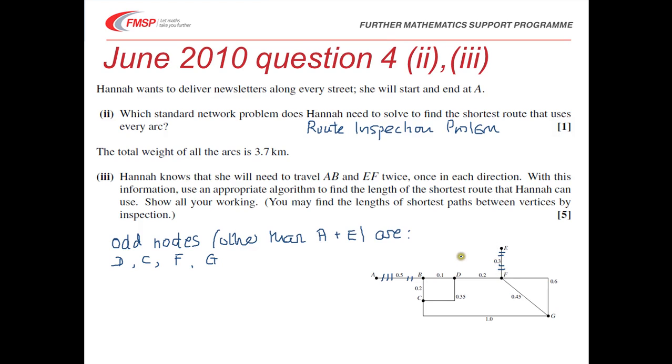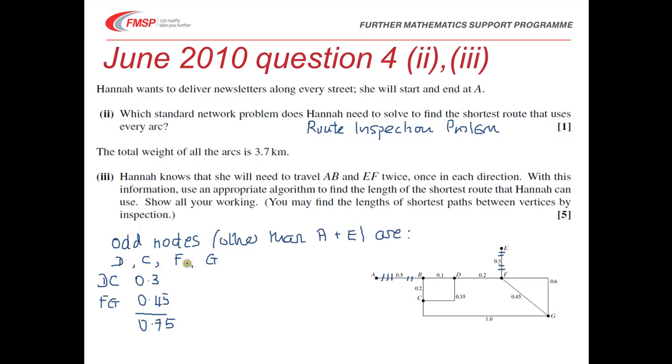So what we're going to do, we have 4 odd nodes, so we're going to pair them up. So DC would have length 0.3 and FG has length 0.45. Now remember, we want the shortest way of getting from F to G. So that will give us a total of 0.75.